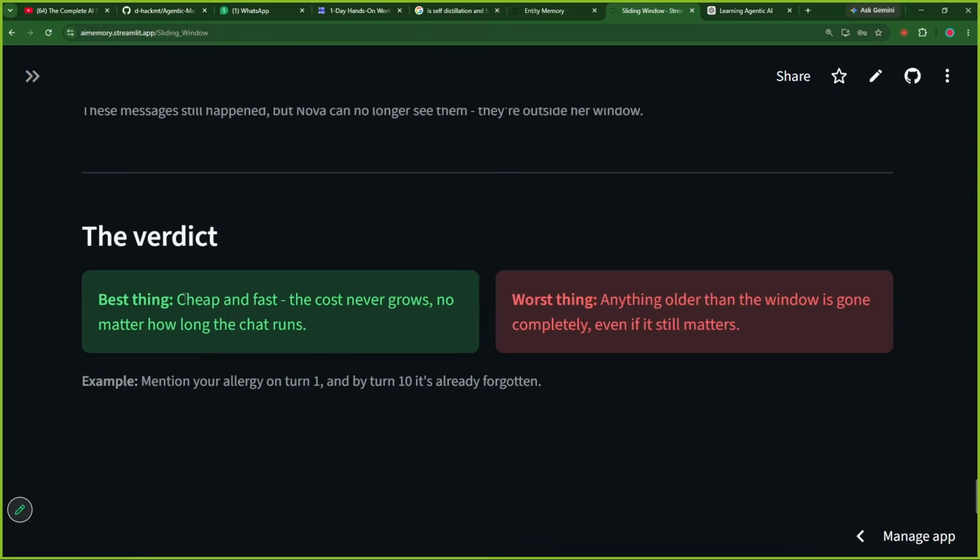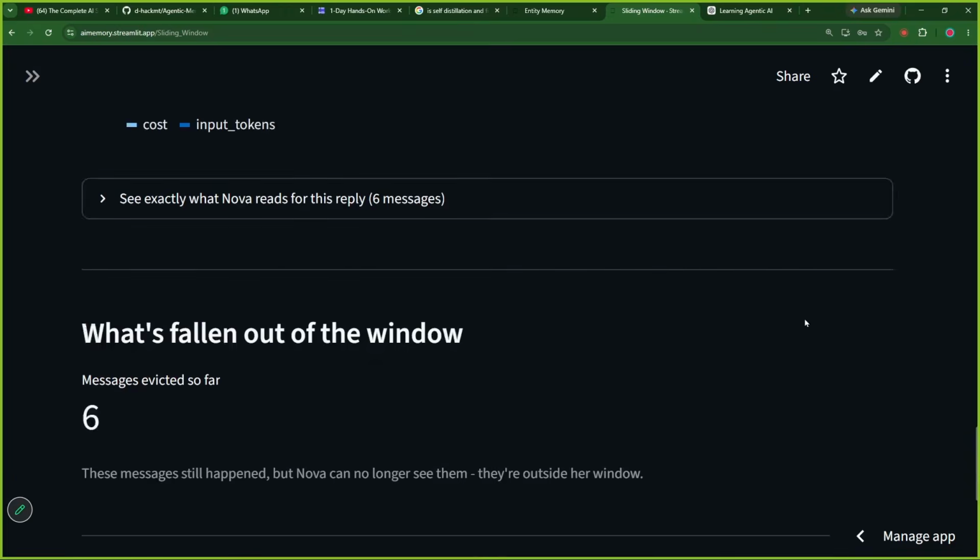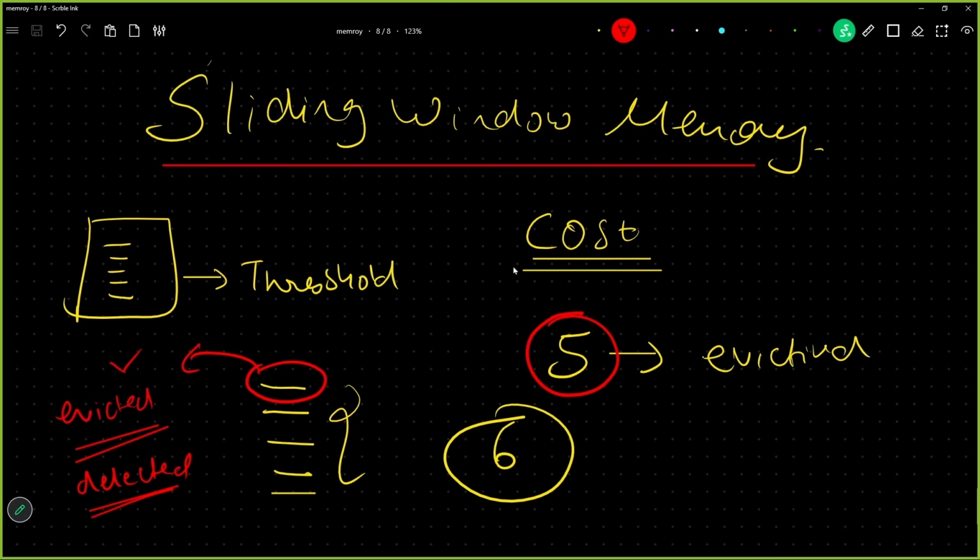But what is the problem with it? The best thing is it is cheap and fast. The cost never grows no matter how long the chat runs. But anything older than the sliding window, the information is gone completely, even if it matters. So we are moving on to a bigger problem, that we are losing important information. If I tell it this is my salary, this is how much I invest, and this is what I do, and last I tell it to generate an investment plan given all of my details, it will not be able to do it because the salary message is gone out of the window. And this is sliding window memory.